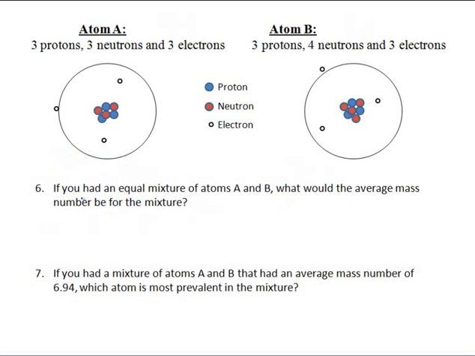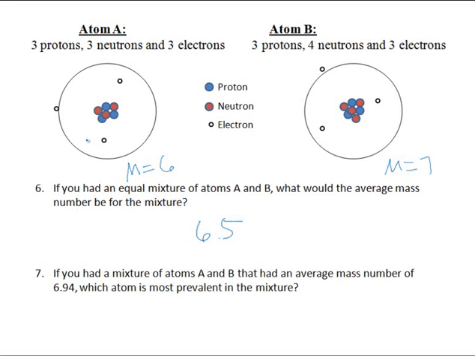Okay, so the second question is, if I had an equal mixture of atoms A and B, what would the average mass be for the mixture? So if this has a mass of 6 and this has a mass of 7, then the average, if there's an equal number of both, would be right in between. It would be 6.5.